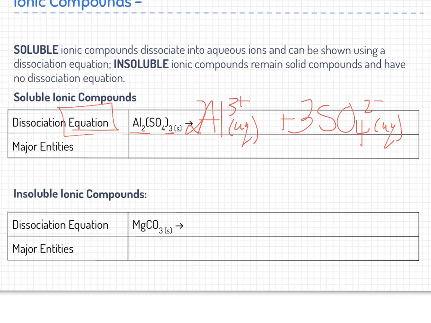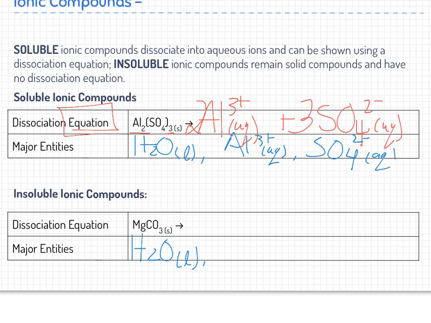When we list our major entities, we're just making a list. What is there? Well, we've added this to water. So here's where water makes its appearance. Water is going to be included in every major entities list, so you could go ahead and add it to everyone at this point. Now, what else is there? If I were to zoom in on this solution, I would see separate aluminum ions and I would see sulfate ions. Again, I don't need how many. This is just a list of who is there, not how many of each are there.